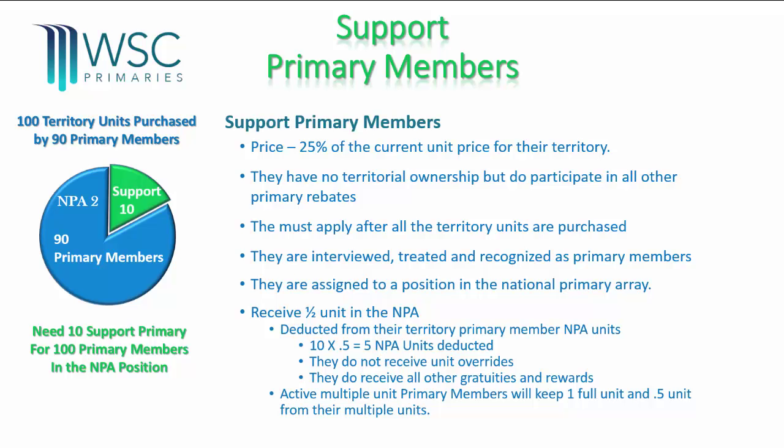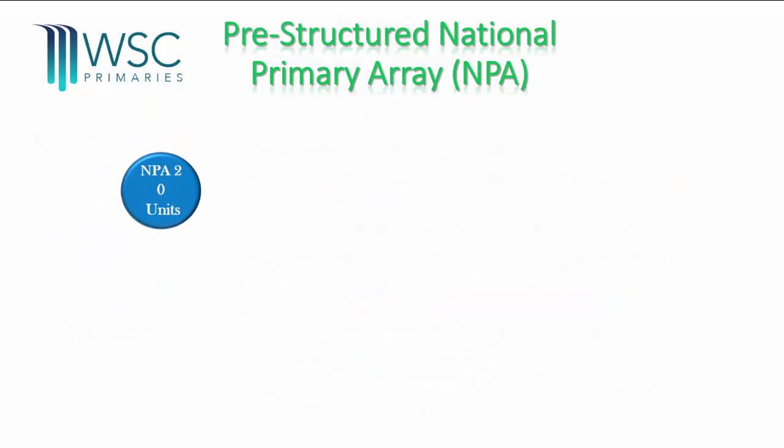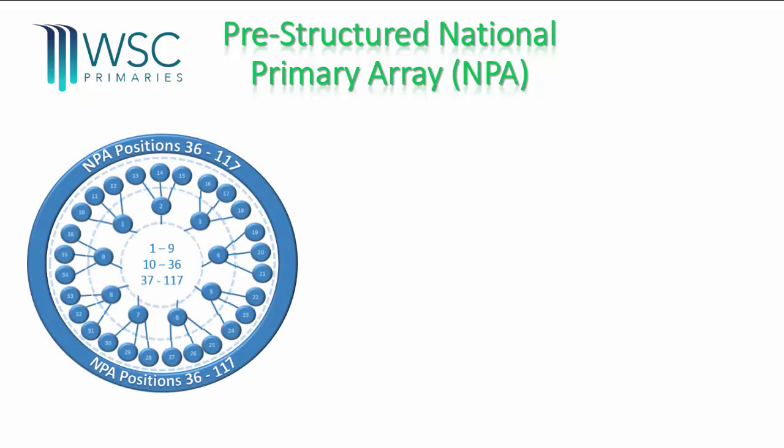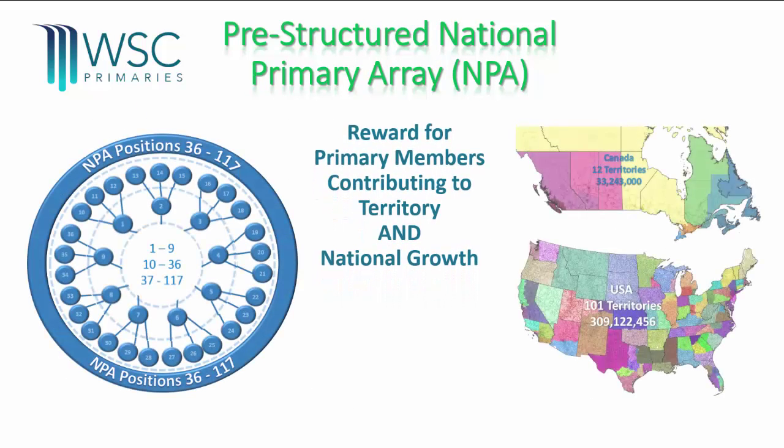This then makes all the other gratuities and rewards available to the support primary member, with the exception of the territory unit overrides. This system allows the flexibility for a single primary member to own a greater portion of the territory and yet still have a team of 100 actively contributing to the development of the territory.